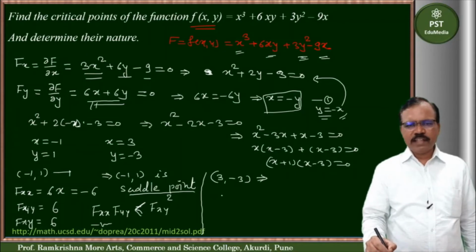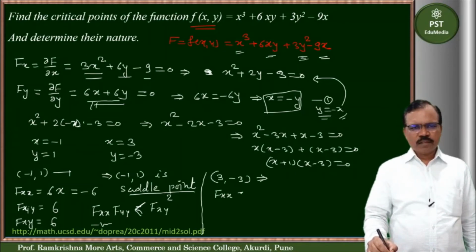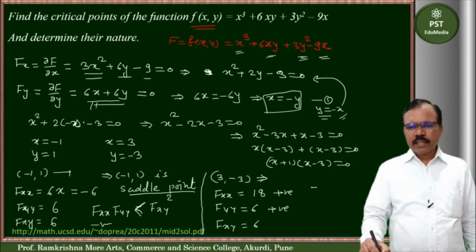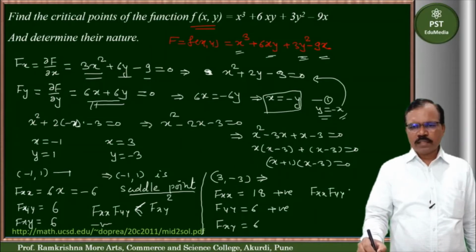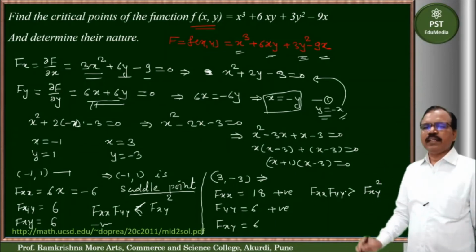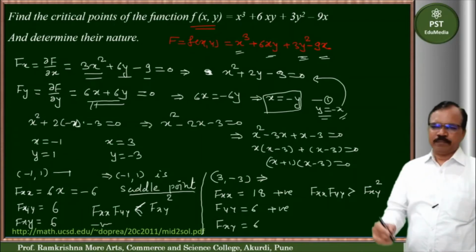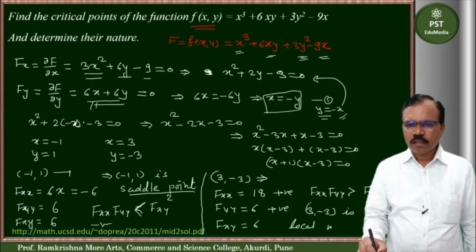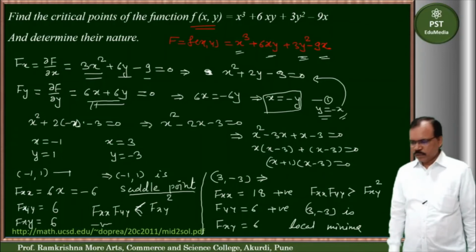Now for the other point we can find: what is fxx? 6 into 3, that is 18. Fyy is 6 and fxy is 6. So this is positive. If we take fxx into fyy and fxy square and compare these two, you will observe that fxx into fyy is greater than fxy square. So 3, minus 3 is a local minima.